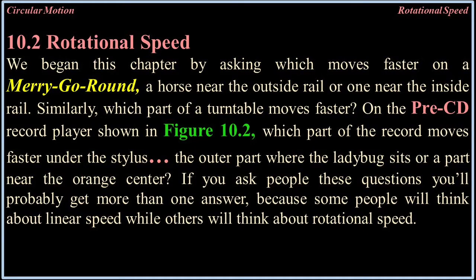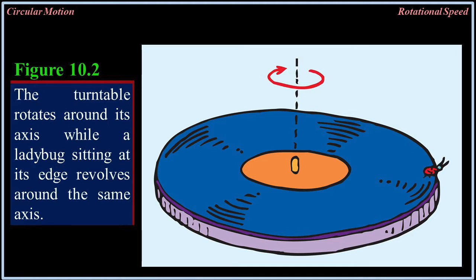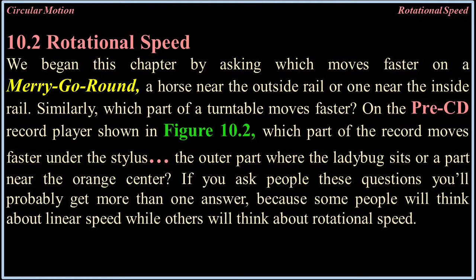10.2 Rotational speed. We begin this chapter by asking which moves faster on a merry-go-round, a horse near the outside rail or one near the inside rail. Similarly, which part of a turntable moves faster on a pre-CD record player shown in figure 10.2. Which part of the record moves faster under the stylus? The outer part where the ladybug sits, or a part near the orange center?